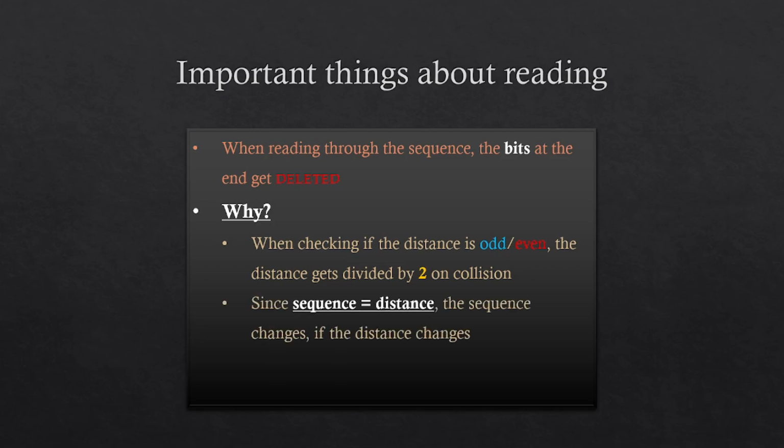So since our distance is equal to the sequence, the sequence changes with the distance. Meaning, if we scanned an even number as the decimal, the last element in the sequence or bit would get removed. And when we scan an odd number, you would expect that the result would be a fractional number, but in this case, it gets rounded down in collision.